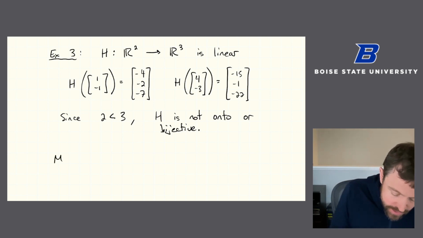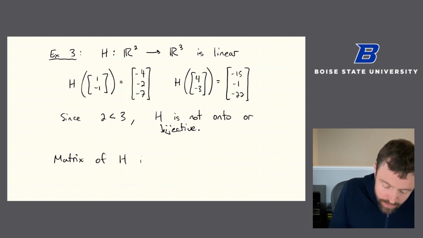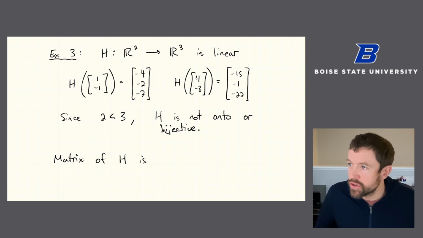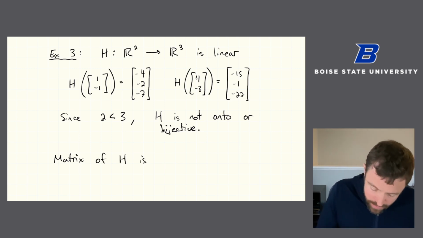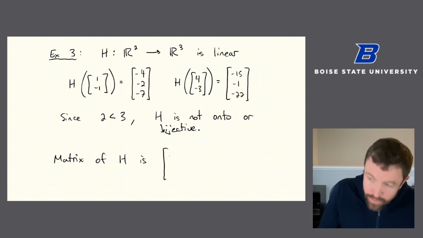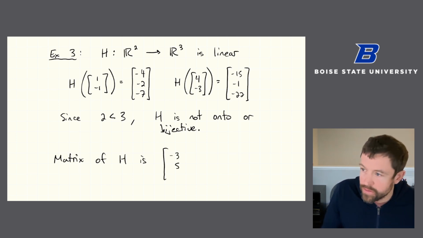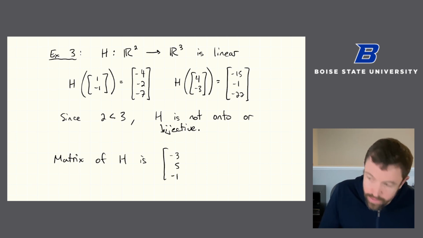But the matrix that we found, let's make sure I get this right, is -3, 5, -1, 1, 7, 6.